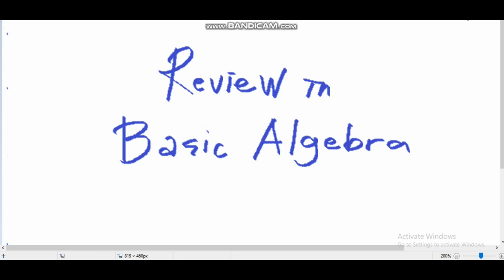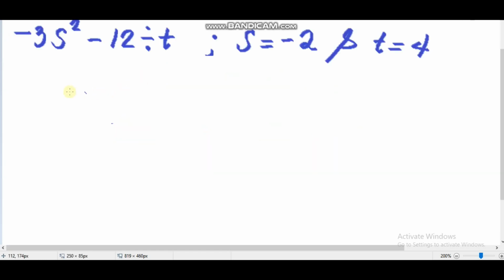Review in basic algebra. We will evaluate the given expression negative 3s squared minus 12 divided by t when s equals negative 2 and t equals 4. So first, what do you think our first step? Okay, very good. We are going to substitute. So s is negative 2 squared minus 12 divided by t, which is 4.